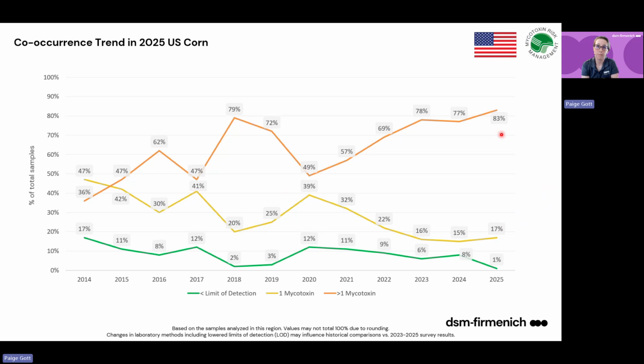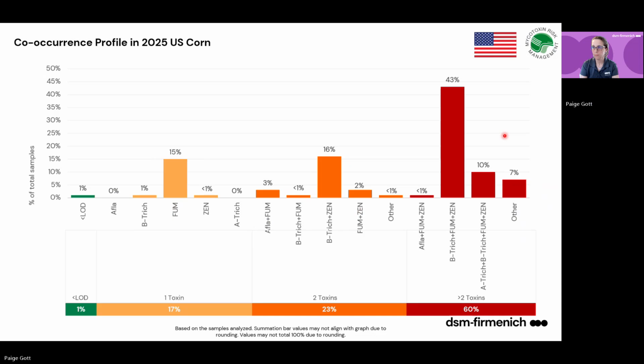So now we're finding them more frequently because we're able to detect those toxins at lower concentrations. So that's likely played into our co-occurrence. But you can see even before those lab methods changed, we were already having that steep increase in co-occurrence. So it's probably more than just an artifact of the lab methodology, if I had to guess.